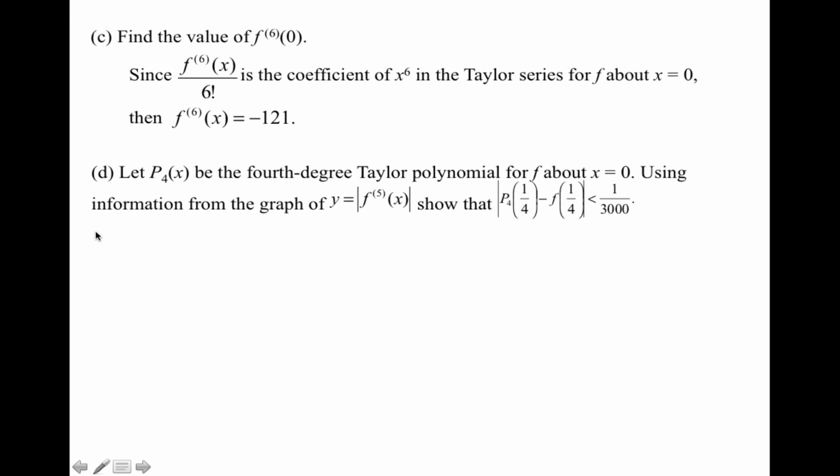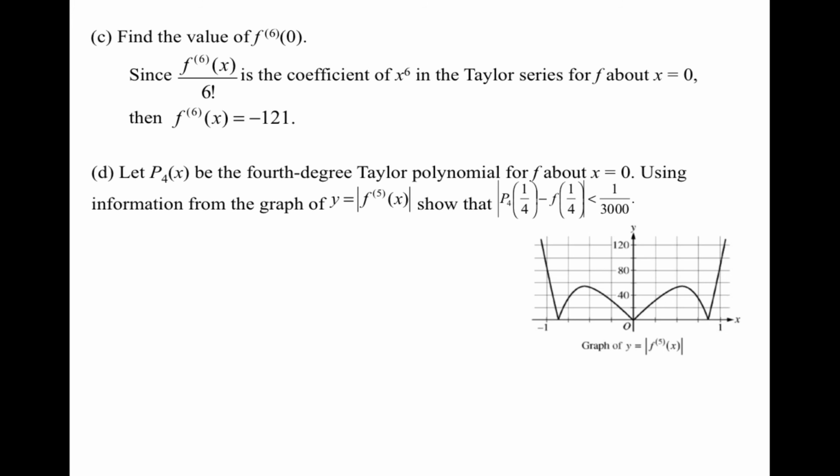Now for part D, we're going to let P4 of x be the 4th degree Taylor polynomial for f about x equals 0. Using information from the graph of the absolute value of the 5th derivative, show that the absolute value of P4 of 1/4 minus f of 1/4 is less than 1 over 3,000. All right, so we need to refer back to the graph from the beginning. And from the graph, if we look just at the interval from 0, because I'm centered at 0, to 1/4, because that's where I'm looking at my error to be. So from 0 to 1/4, which would be right here. So I'm looking at just this part of the graph. That the maximum of the 5th derivative has to be less than 40, since this is the graph of the 5th derivative.